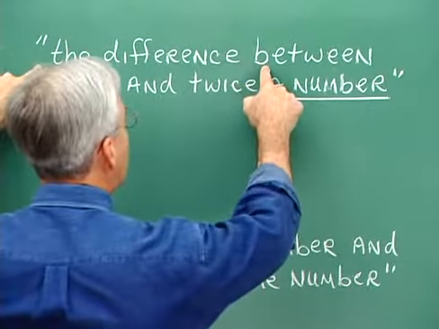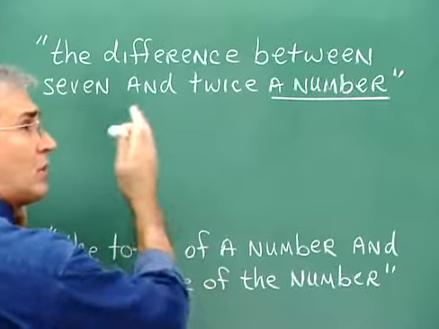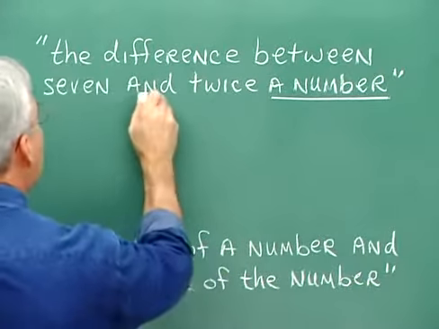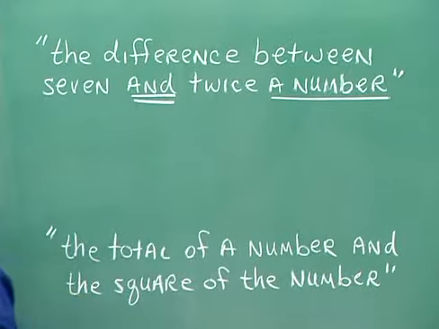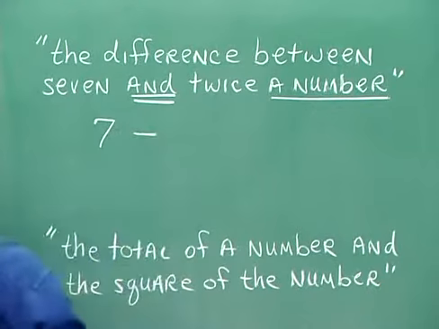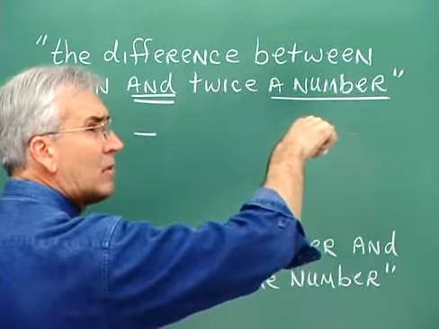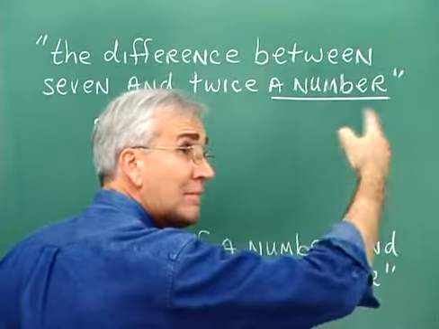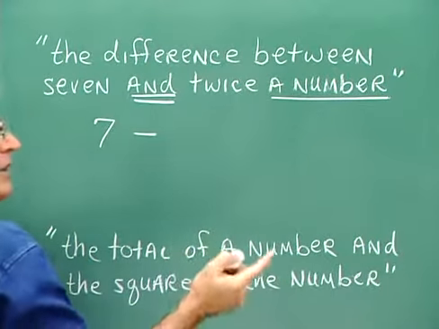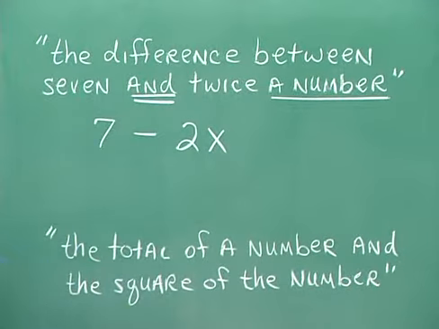The difference between, all right, as soon as we see that, we know we're going to have subtraction. And it's the difference between one thing and another, and our minus sign goes in that position. The difference between 7 and twice a number. Twice a number is 2 times a number, and the number is being represented by a letter. If I let x stand for the number, then twice a number is 2x.